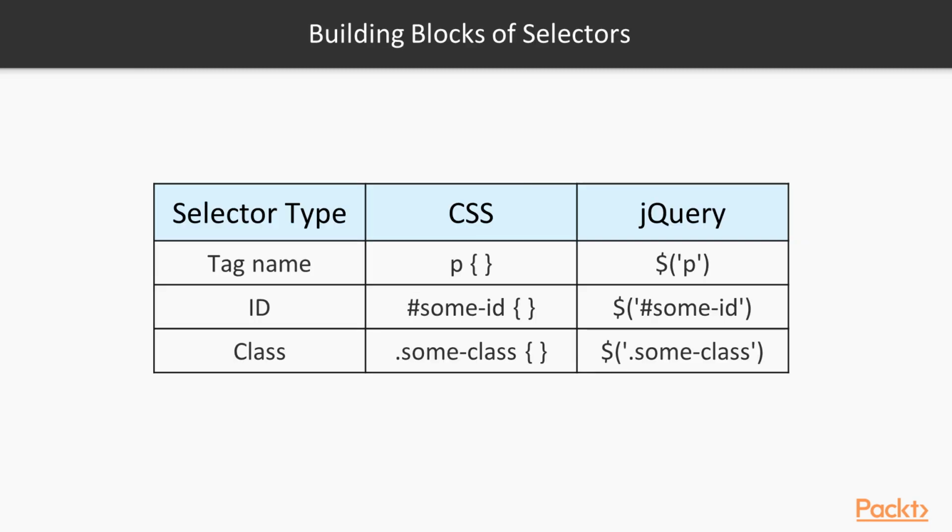The three primary building blocks of selectors are tag name, ID, and class. They can be used either on their own or in combination with others. Look at the example shown. $('p') selects all paragraphs in the document. $('#some-id') selects the single element in a document that has an ID of some-id. And $('.some-class') selects all elements in the document that have a class of some-class.